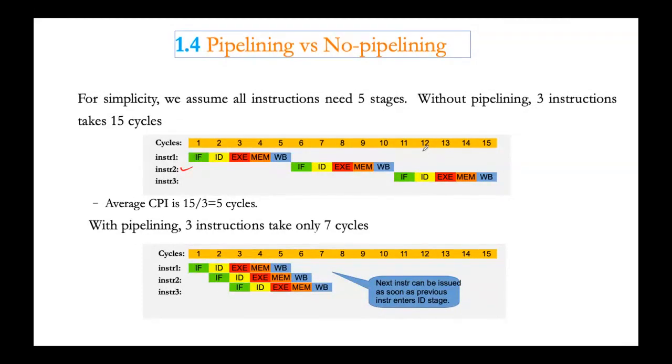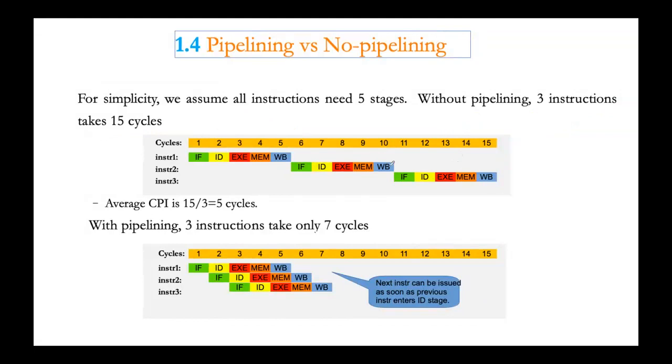So how many cycles does it take for the 5 stages of your instruction, under this assumption? 3 instructions take 15 cycles. That means every instruction is taking T cycles. If there are 3 instructions, it is multiplied with T cycles. Here T is 5 cycles to complete the instruction. So it is 3 into 5. The 15 cycles are required in non-pipelining.